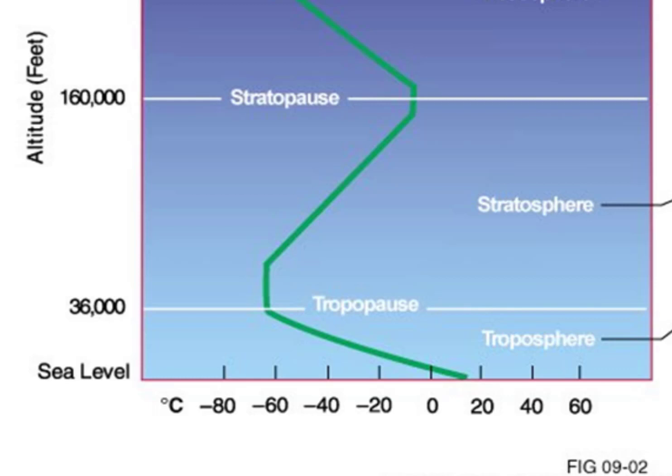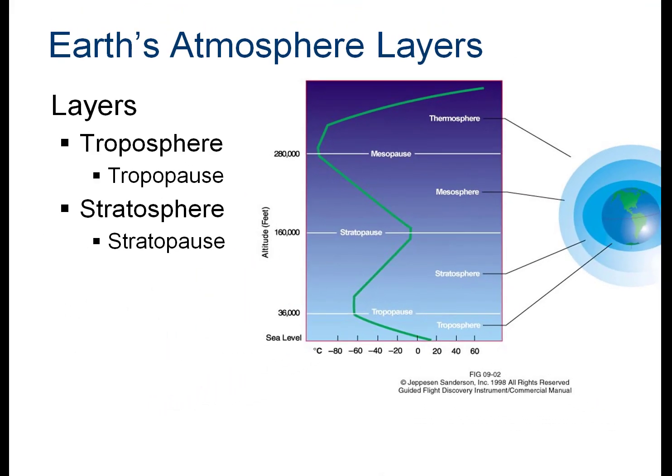So we go up from the troposphere. As we cross the tropopause, we go into the stratosphere. That's this next layer up to about 160,000 feet. So we don't do a lot of flying in that layer above 36,000 feet. We do a little bit up into the mid 40s.